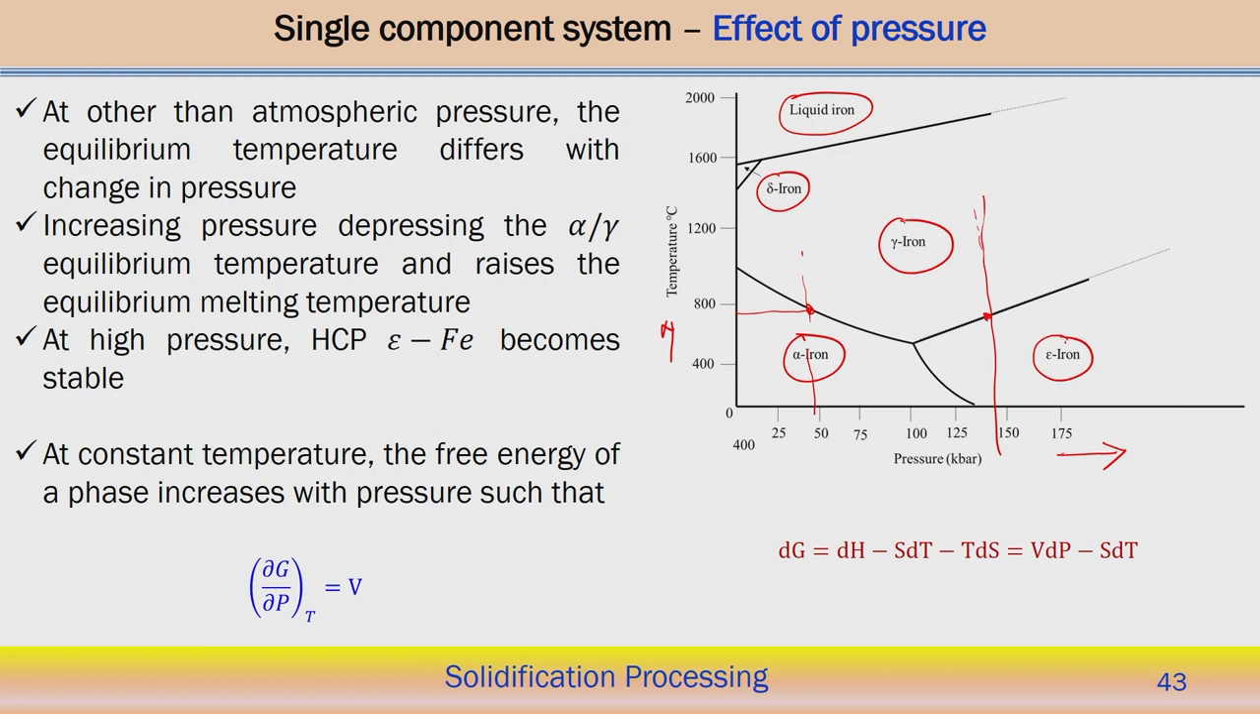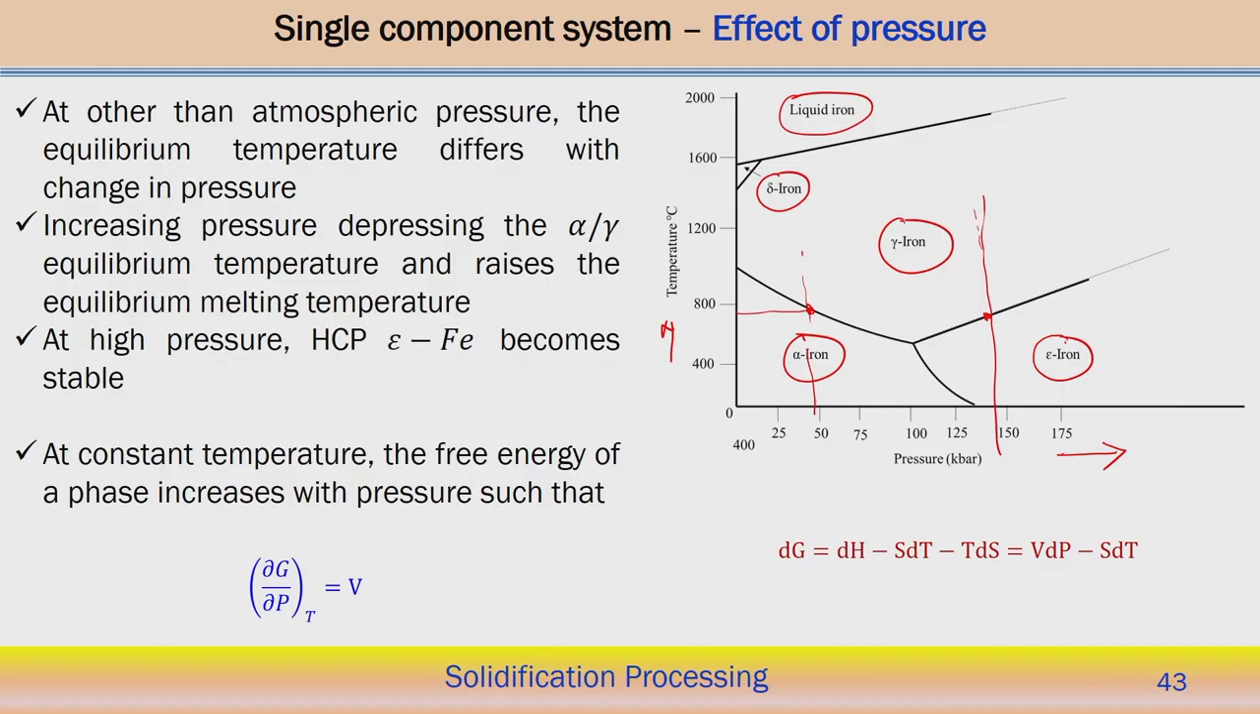So far, whatever discussion we have done is based on constant, atmospheric pressure. Now, we will discuss the effect of pressure, how a change of pressure affects the equilibrium system, and we will extract that from this graph. This is the standard graph showing the existence of the different phases and their equilibrium conditions at a particular temperature and pressure. If you observe this graph, other than at atmospheric pressure, the equilibrium temperature differs with a change in pressure. Definitely, the equilibrium temperature changes with pressure for iron as a single component system.